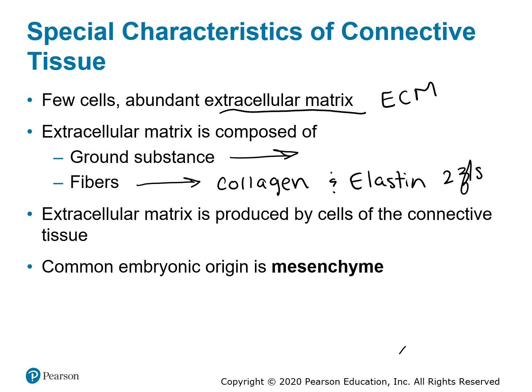So the ground substance is made from the cells of that specific tissue type, and I'll talk about that a little bit more later on in our lecture. And like I said, its embryonic origin is the mesenchyme. Okay.